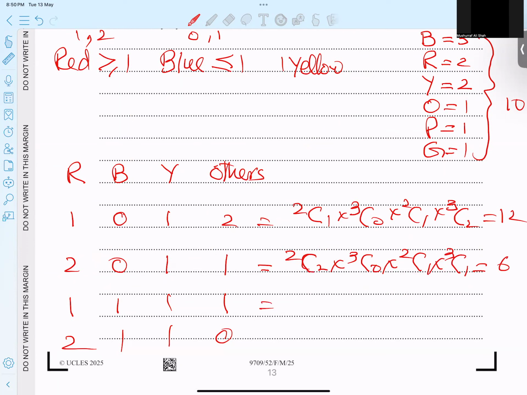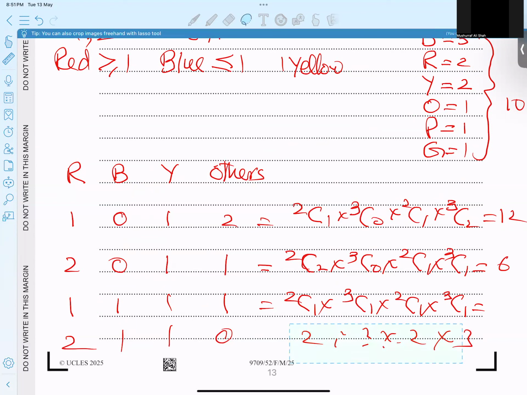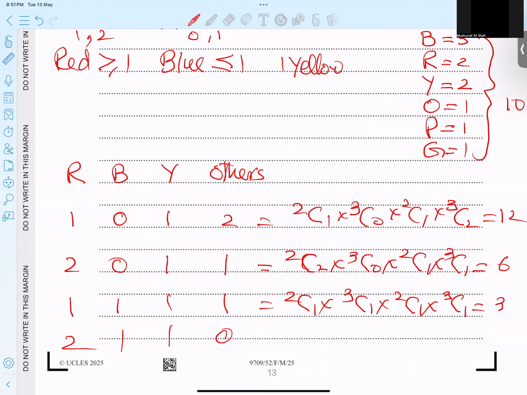Now, student, let's talk about the second last option. I need one red from two reds, so 2C1. I need one from the three blues, 3C1. From two yellow, I need one yellow. And from three others, I need 1. I believe you people understand. This is a 2, this is a 6. Let me check: 2 into 3 into 2 into 3. I got 36, because 6 sixes are 36. Let's talk about the last option.